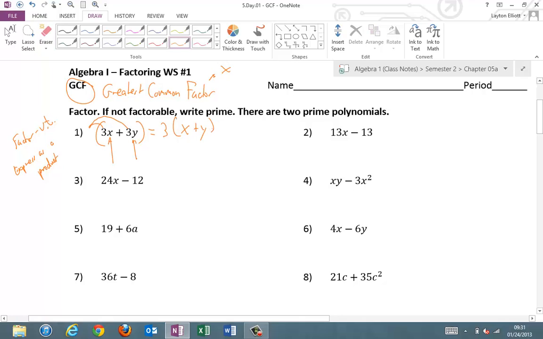And then we could check that and say, well, if we distribute that 3 back through, we should get 3x plus 3y, and we do. So by factoring this, we see that what we end up with is 3 times the factor x plus y.